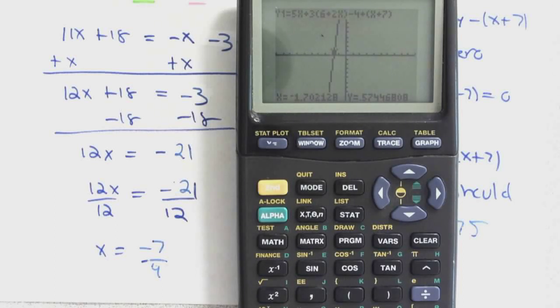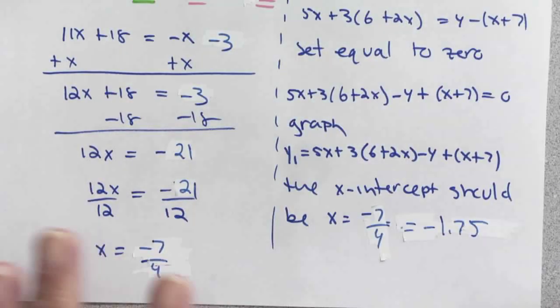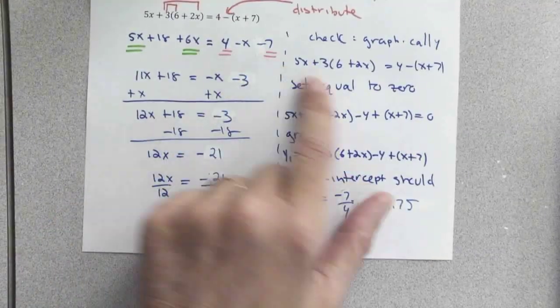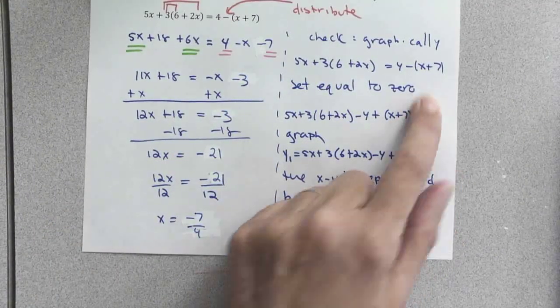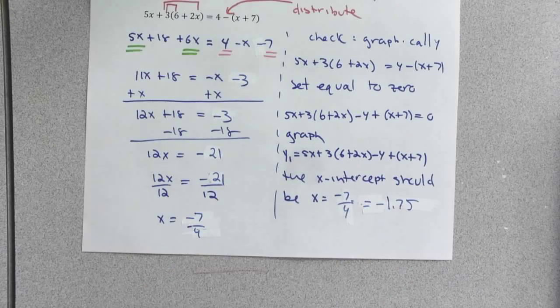I made a tiny little error, and I didn't do it on purpose. It was an honest to goodness error. I made a tiny little error, but by checking, I caught that error. That's the way we're going to check our answers. We're going to set everybody equal to 0. Go back out so we can see everything. Set the equation equal to 0, graph it, and then make sure that the x-intercept matches the answer.